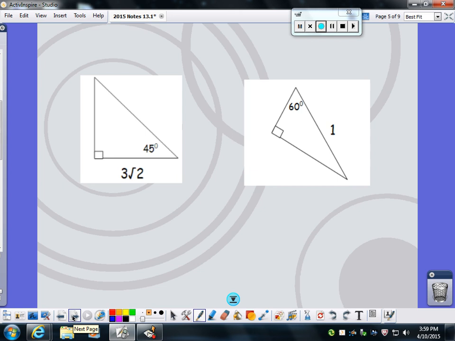All right, 45, 45, 90 again. What do we have? We have one of the legs. So we know we're going to multiply to find the hypotenuse. So this leg is going to be 3 square root of 2. We're going to multiply 3 square root of 2 times the square root of 2, which gives us 3 times 2, which is 6.